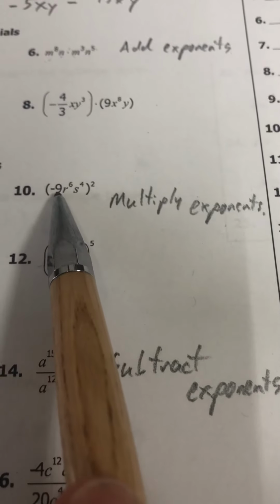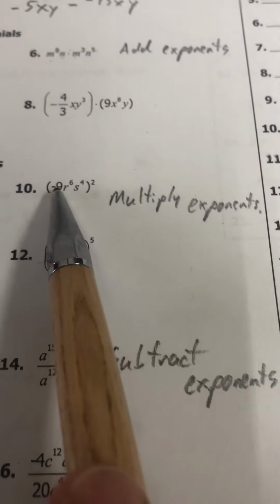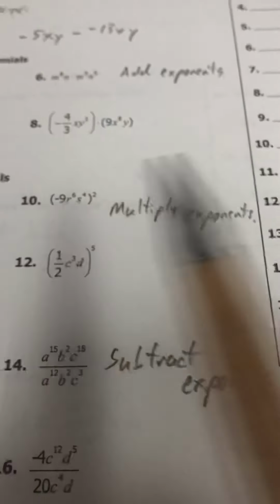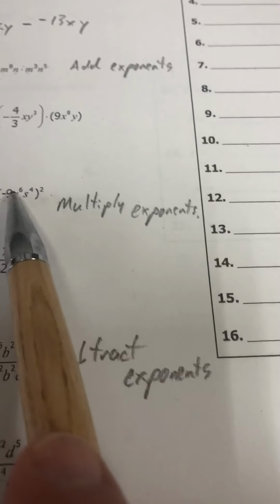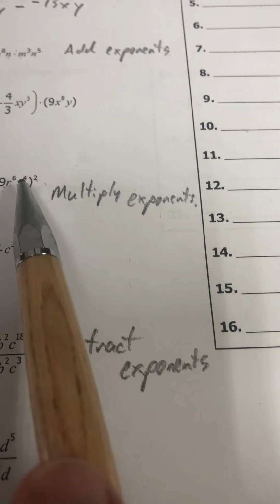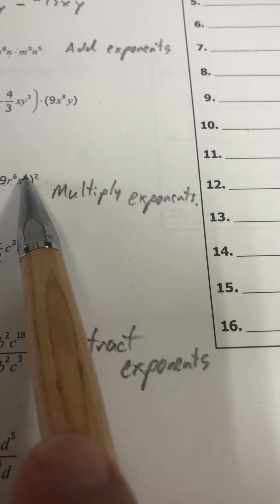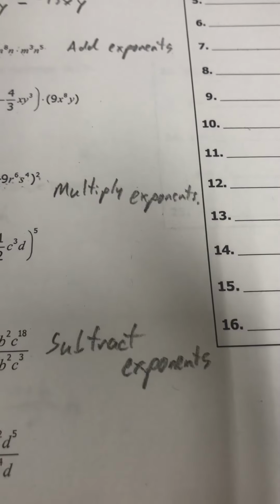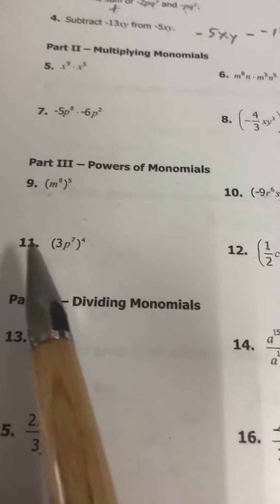Go ahead and put a negative 9, you're going to square it. Square negative 9. Put that answer over here, number 10. And then you're going to put an r. You're going to take 6 times 2, that's your new exponent. Then you're going to put an s. And you're going to take 4 times 2, and that's your new exponent.